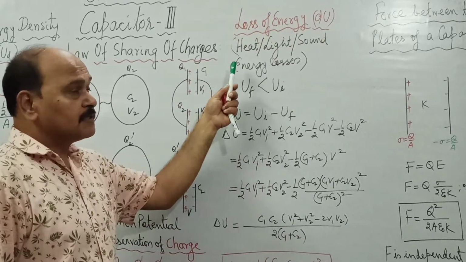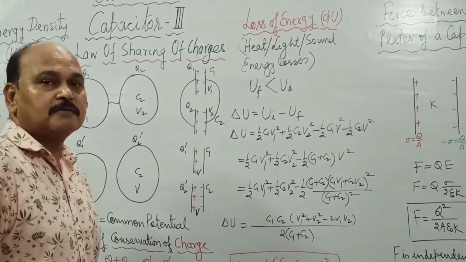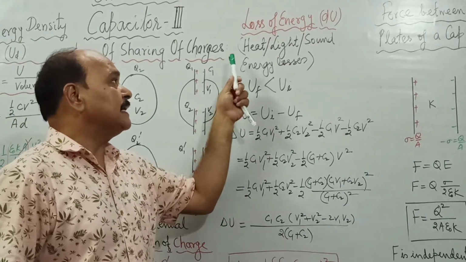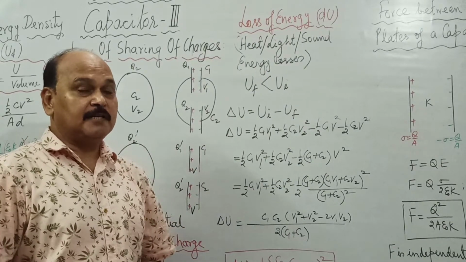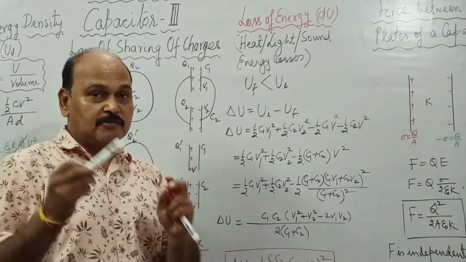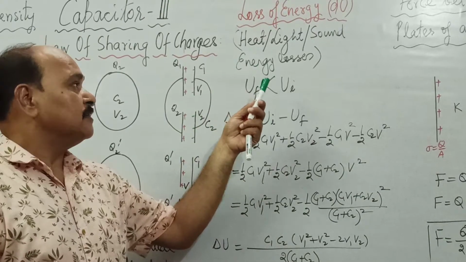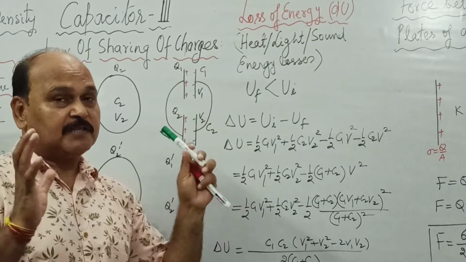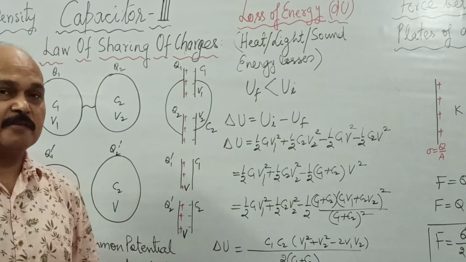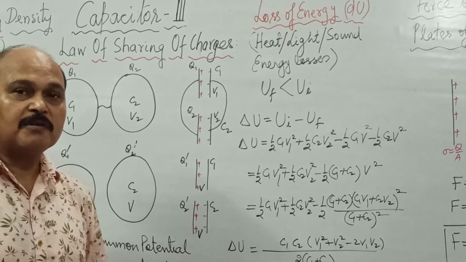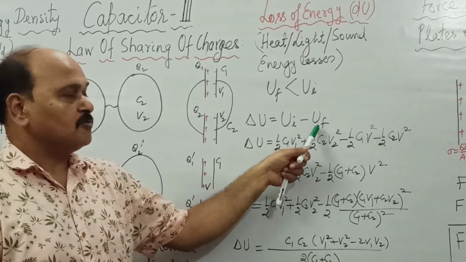Yes, children. As the charges are redistributed between conductors or capacitors, energy is lost, and this energy is lost in the form of heat, light, and sound waves. So there are three different forms in which the energy is lost. So the total final energy left with the system is less than the total energy initially with the system. The system consists of conductors or capacitors. So the loss of energy is UI, the total initial energy, minus the total final energy.